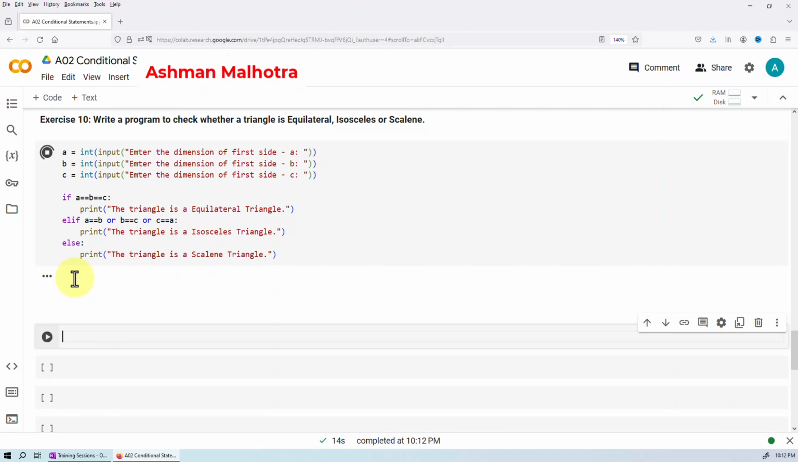Let us re-execute and pass different dimensions, for instance 3 and 3. It says that it is an isosceles triangle. Now I'm going to re-execute this program with different dimensions for all the sides. Let us say it is 8, 9 and 10. It says that it is a scalene triangle.